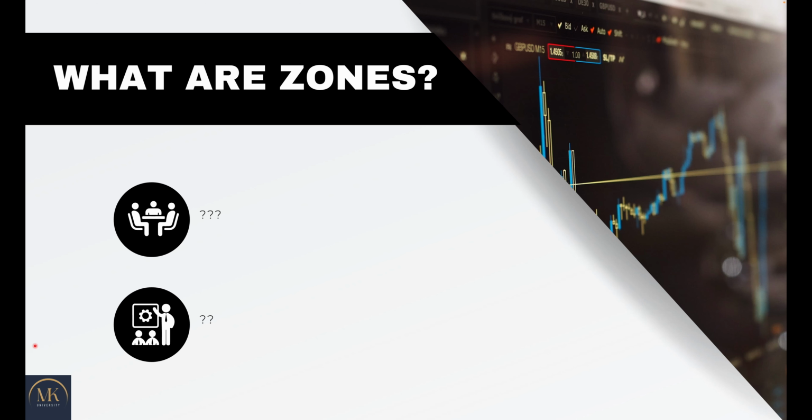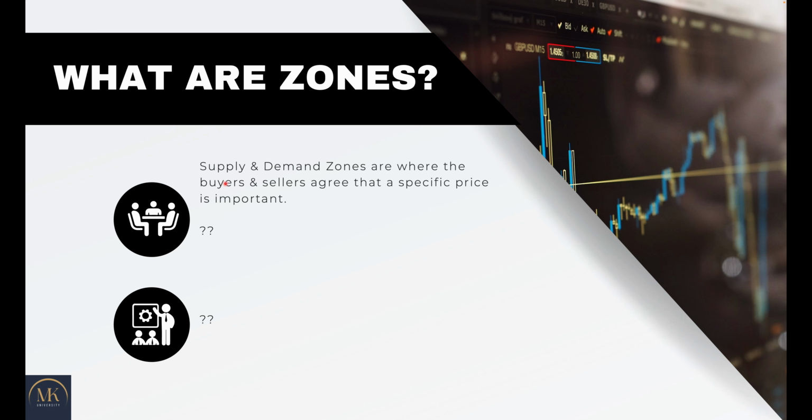So, first things first, let's talk about what exactly zones are in the first place. Supply and demand zones are where the buyers and sellers specifically agree that a price point is extremely important. And I'm going to show you what that basically means.